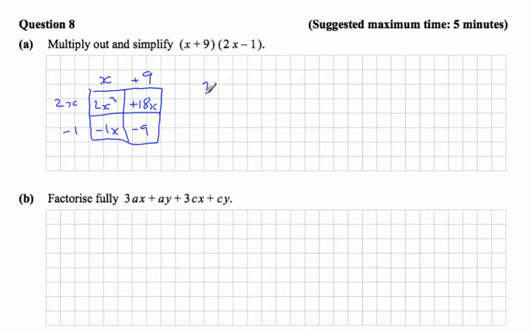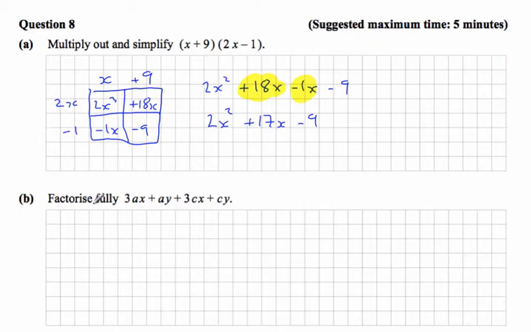So there's our four terms: 2x squared + 18x - 1x - 9. And if we look at these four terms, the two in the middle are both x terms, so we can combine them. So 2x squared stays as it is. 18x - 1x is 17x. And then we have our -9 at the end. And that's the answer to part A.